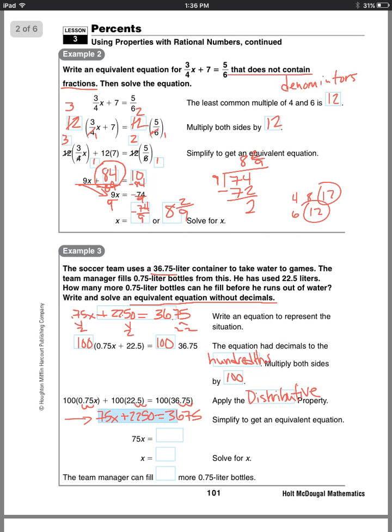So we look at the side with the variable and we look at the constant. The constant is positive 2,250. It's being added to 75, so we do the opposite and subtract. And we do that to both sides. And when we subtract 2,250 from 3,675, we get 1,425. Now we're down to a one-step equation. We look at the side with the variable. We see there's a coefficient multiplied by a variable, so we divide both sides by the coefficient. These cancel, and x equals 19. So the team manager can fill 19 more 0.75 liter bottles.